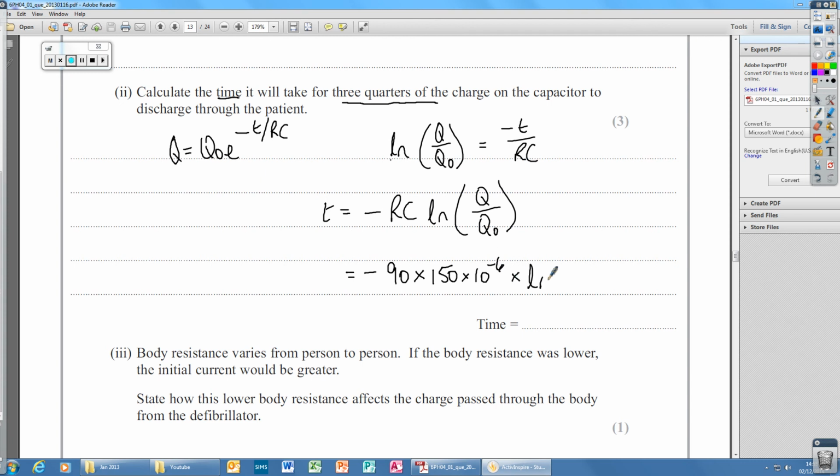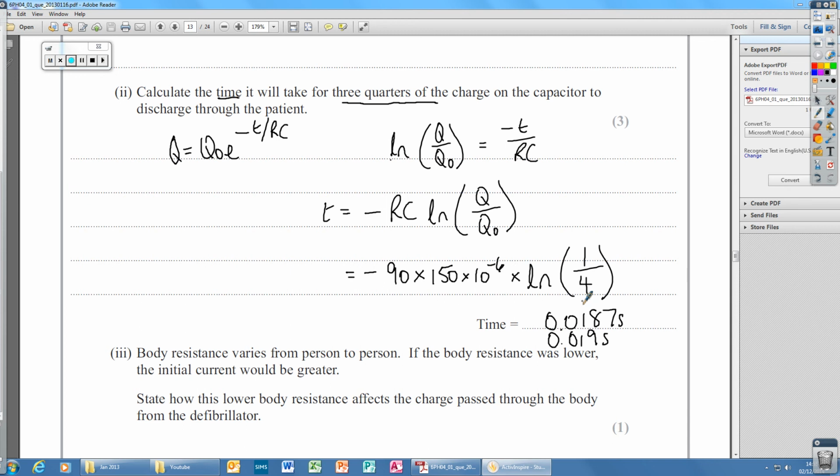Now we take the natural log of 1/4. Why do we take the natural log of 1/4? Because actually it doesn't really matter what is falling to 1/4. So if we started with a charge of 4 coulombs, then it would be down to 1 coulomb. The actual natural log doesn't make any difference. And by the time you've calculated that, you get 0.0187 seconds. And I guess as everything else is pretty much in 2 significant figures, we should do the same here.